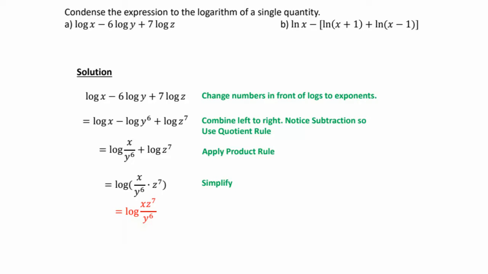So if I see here on the second one, I have a 6 times the log of y. That 6 is an exponent. That 7 times the log of z, that 7 is an exponent. So let's do that first. Let's do our power rule.